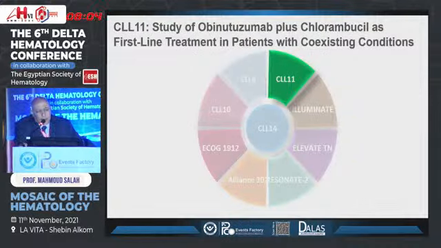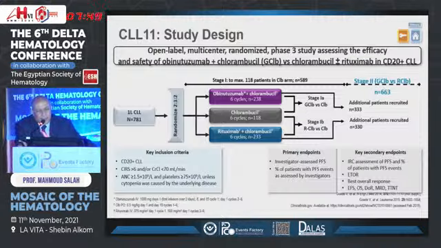So I will start to discuss this study, the CLL11. It's a study addressing obinutuzumab plus chlorambucil as first-line therapy for patients with coexisting conditions or comorbidity.